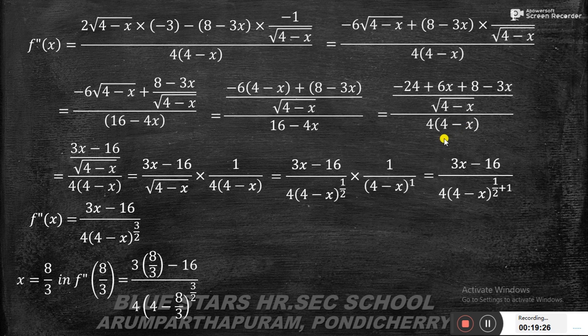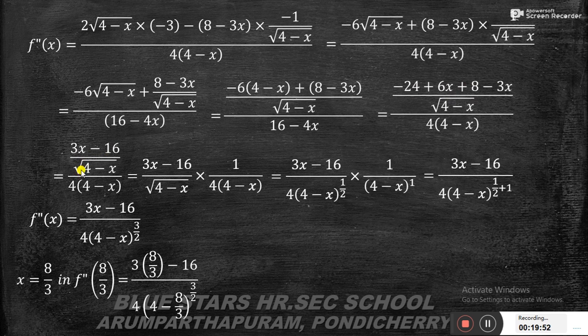of 4 minus x, by, that means you take the 4 from this. So 4 into 4 minus x. The next step you write it. Now you add the terms. Minus 24 plus 8 is minus 16. We add the minus 24 plus 8, minus 16. You add the 6x minus 3x; 6x minus 3x is plus 3x.